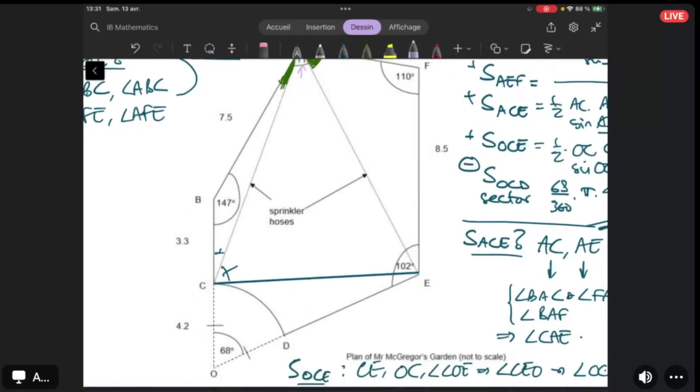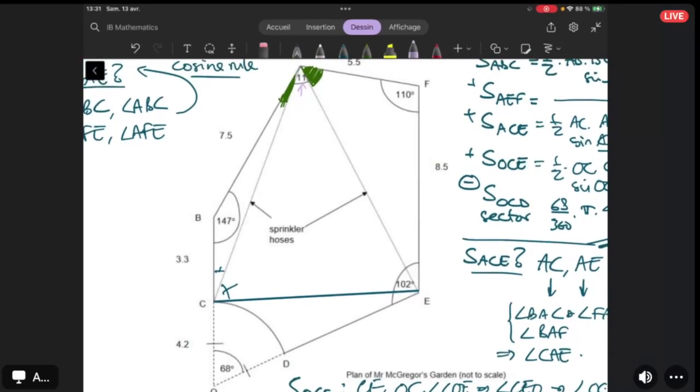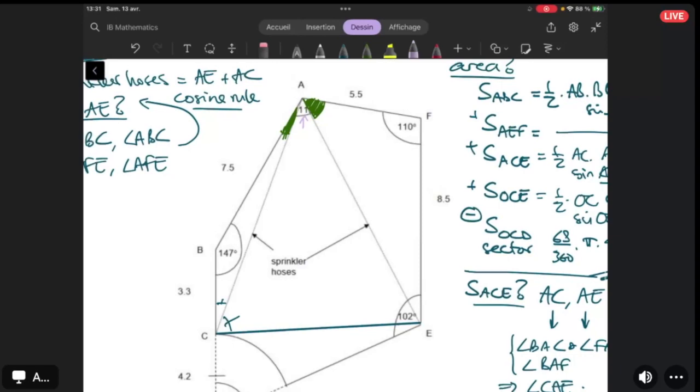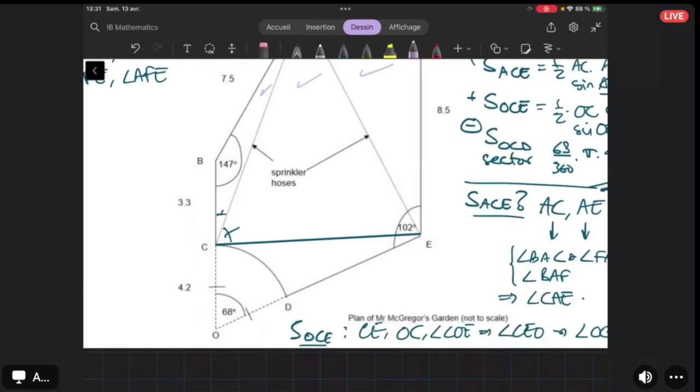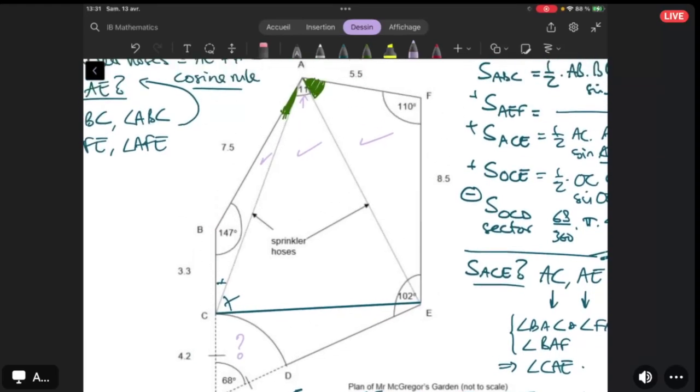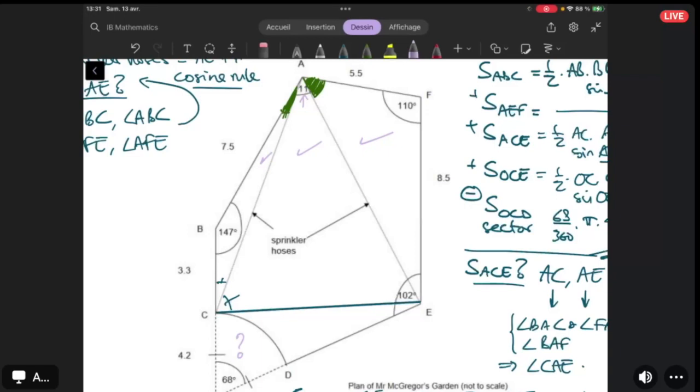That's all well and good. So you have AC, you have AE, you know the angle between them. That's it. 3 triangles done. This guy ready to go, that guy ready to go, this good to go. Question, what is the area of this triangle down here? Well, you know what AC is, you know AE, you know the angle between them. Cosine rule, bang, CE.